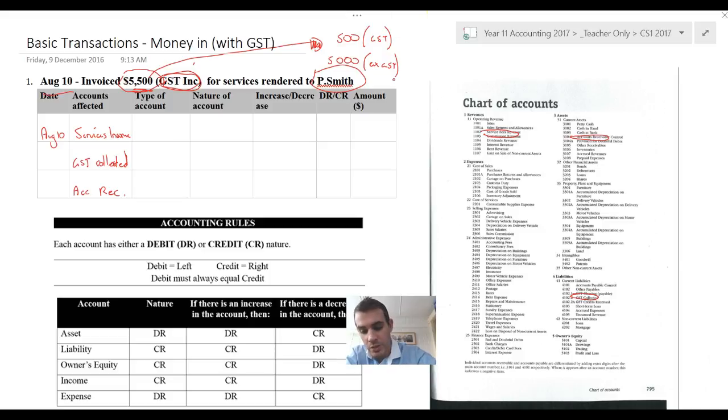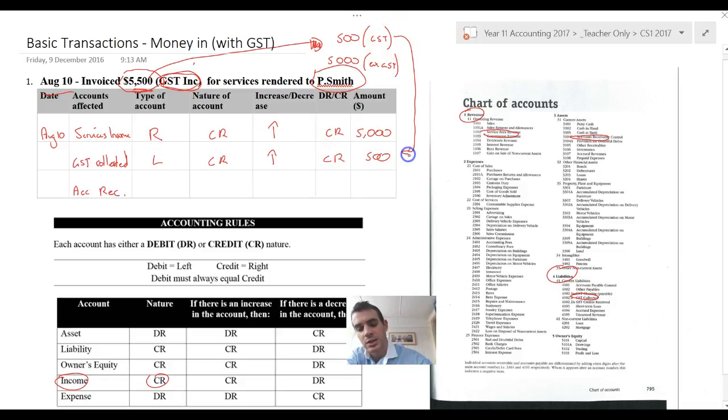Services income, we know is a revenue account, so we're going to put R for revenue, or we can put income, it doesn't matter. Revenue accounts are credit by nature. Our services income is increasing, so it's going to stay a credit. We have to put our ex-GST amount in here, which is $5,000. GST collected is a liability account. Liabilities are credit by nature. It is increased. It's going to stay a credit for the $500 GST component.